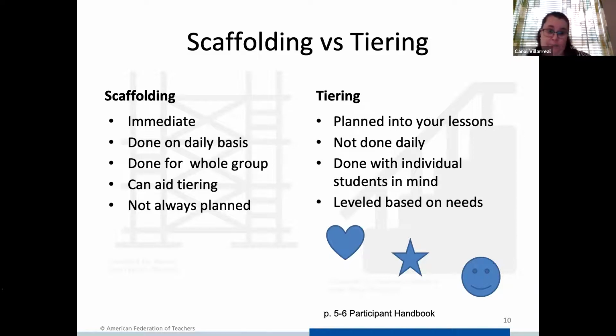Under tiering, it's planned into your lessons. It's not done daily. It can be done with individual students in mind, and it's leveled based on needs. And we have some icons under tiering. We have a heart, a star, and a smiley face. What do you think those icons mean? Just based on what we've talked about tiering, why would we use icons? What do you think? Just based on what you know.